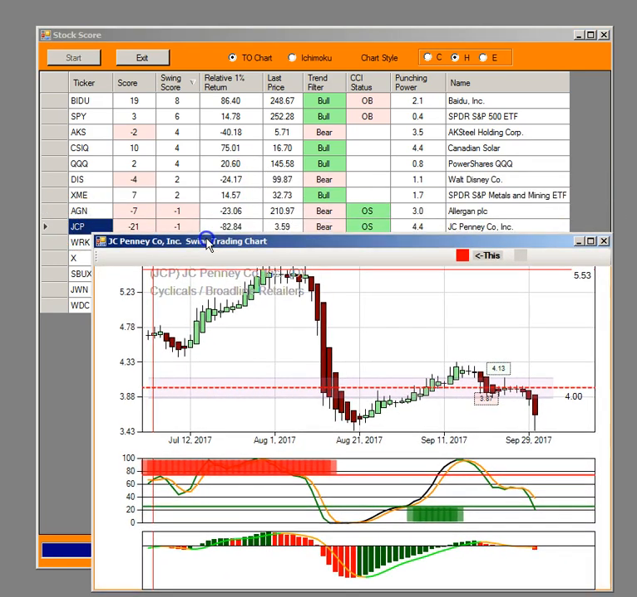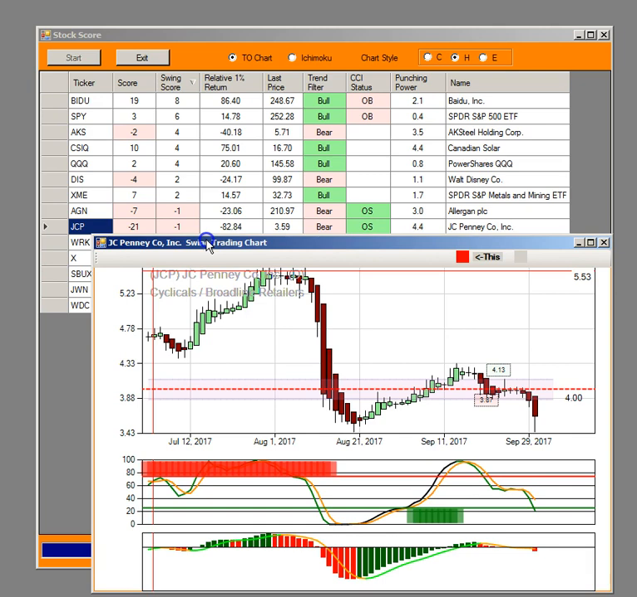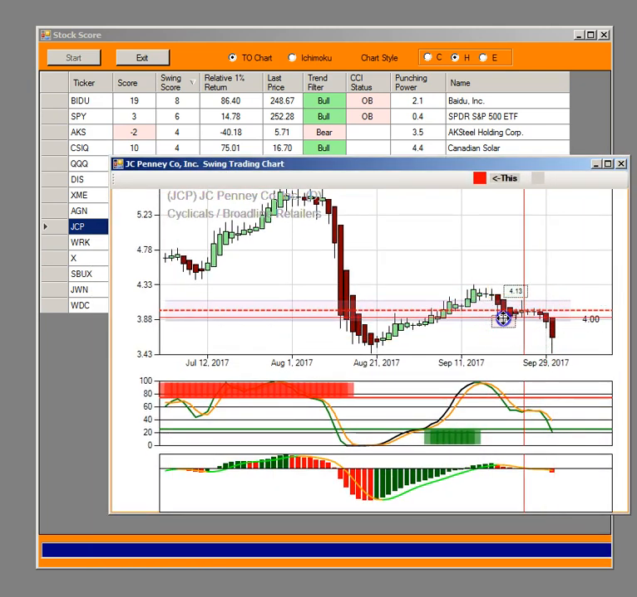JCPenney has a very negative stock score, and a negative swing score, and naturally it's bearish. We had the oscillator just moving below zero. So JCPenney is on a sell, and in this case I think our preference would be to sell calls rather than buy puts, because we already moved down substantially today. Not that we can't go further, but I think this is a good candidate to sell calls on.